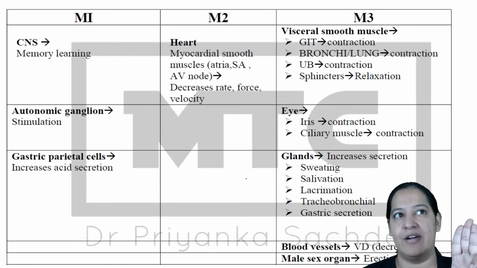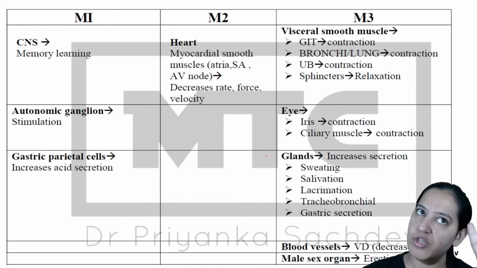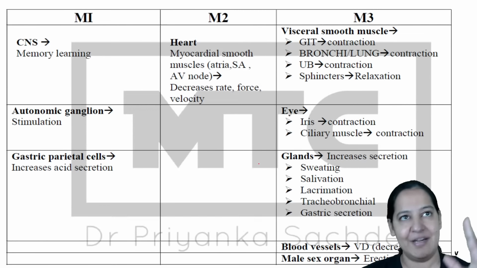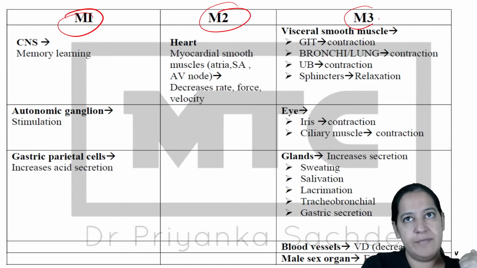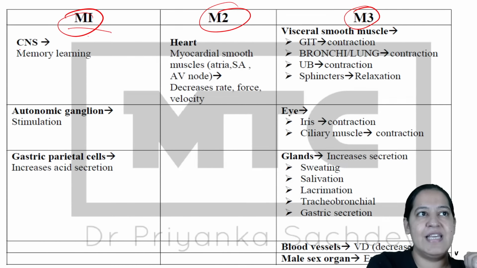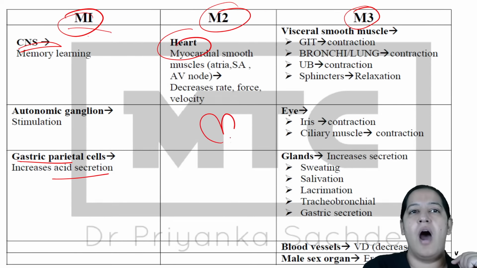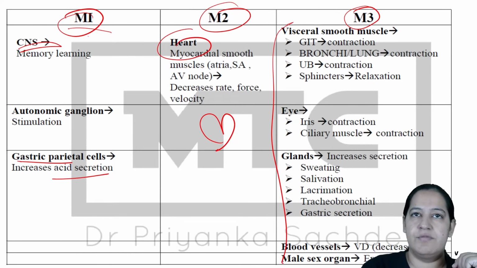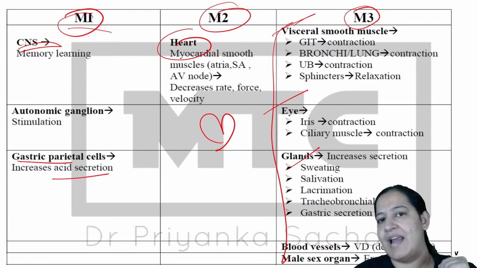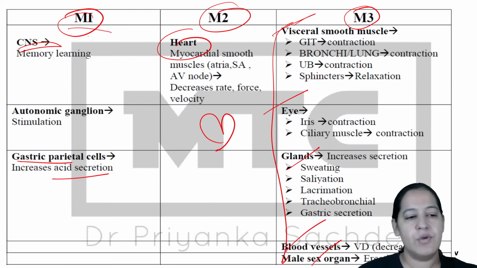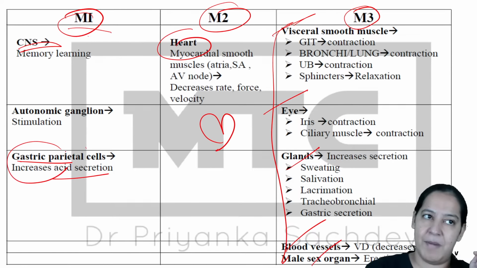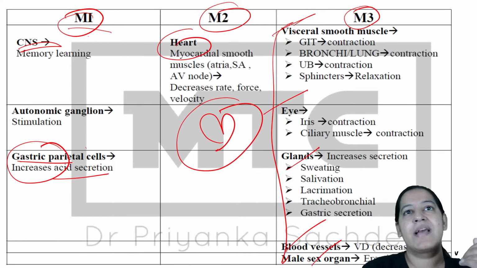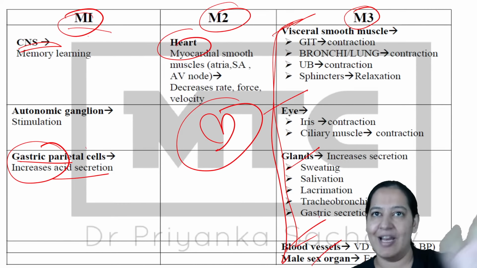There are 3 types of muscarinic receptors, M1, M2, M3, and 2 types of nicotinic receptors, NM and NN. Let me talk about muscarinic first. M1 is present in the CNS for memory, in the stomach for acid production. M2 is present only in one organ, the heart, and M3 is present in many organs. This we have seen in the visceral smooth muscle, eye, glands, blood vessels and male sex organs. I told you a mnemonic also in the last lecture. Does anyone know that mnemonic? So pehle khao, that is stomach. Fir dil lagao, that is heart. Baki sab kaam baad mein. So that is M3.